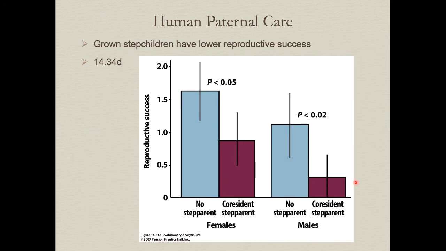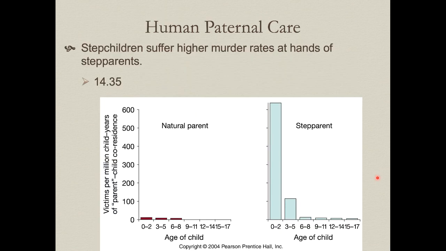And this can extend even into the next generation. If you look at the eventual reproductive success of stepchildren, they have lower reproductive success. So if a female that eventually reproduces didn't have a step parent, they have higher reproductive success than those individuals that did have a co-resident step parent. Same thing, even a greater, more drastic change in males. Males that had a step parent have lower reproductive success when they mature.